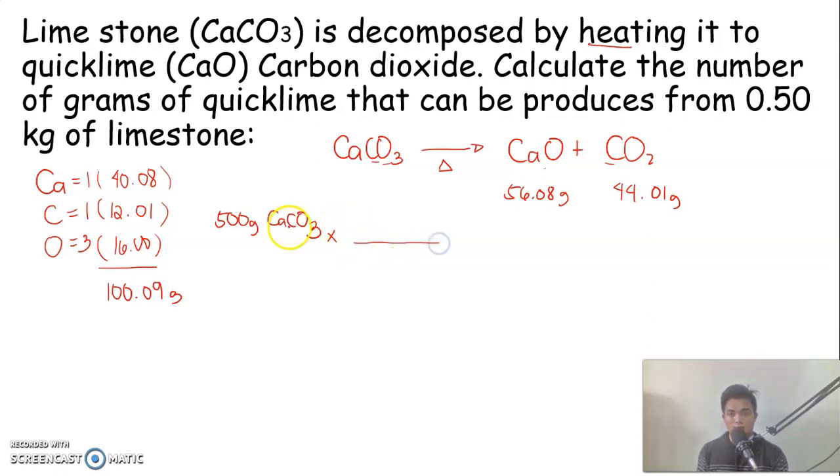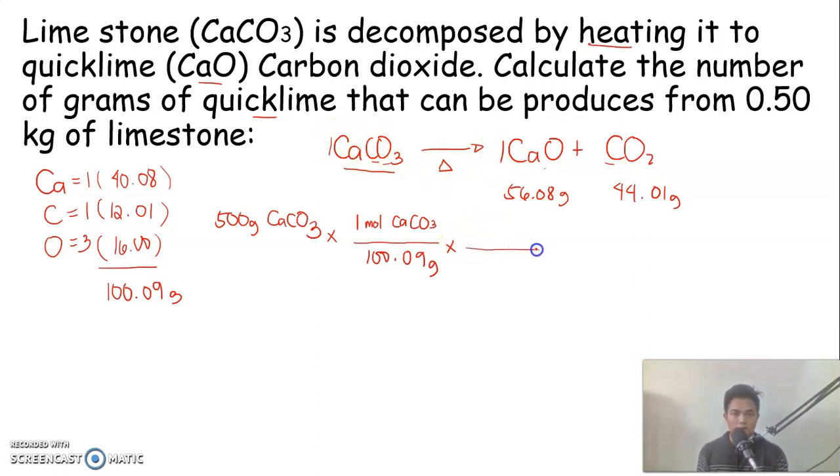Okay, so first 500 grams, times the ratio of the mole and molar mass. So 1 mole of CaCO3 is 100.09 grams. So that's the first step that you have. One of the ways that you could actually solve is continuous solving. Now after this, what do you want to solve? You want to solve for the number of quicklime. So what is the ratio of quicklime and your limestone? So this is 1:1.